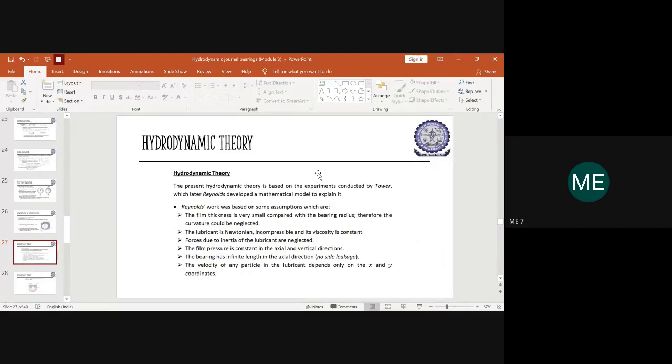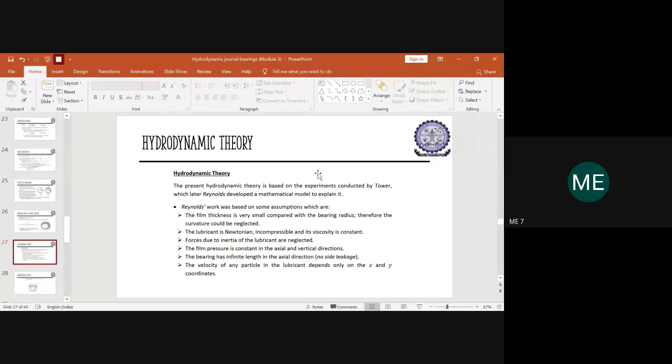For all experiment data, it has to be substantiated or validated by some analytical method or mathematical model. So Reynolds developed a mathematical model to justify the experimentation data done by Mr. Tower. Hence the mathematical model derived by Mr. Reynolds is termed the Reynolds equation. If they ask you to derive the Reynolds equation, basically you are explaining the mathematical model to show what exactly the hydrodynamic theory is, and it helps to map the experimental data conducted by Mr. Tower. So the Reynolds equation basically deals with our hydrodynamic theory.